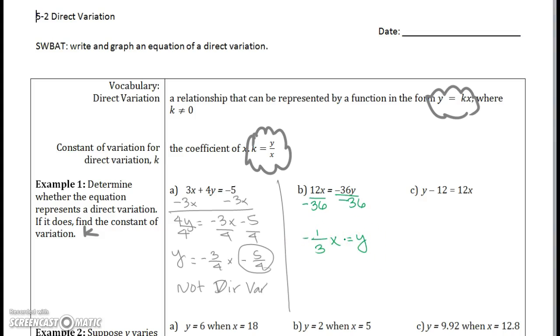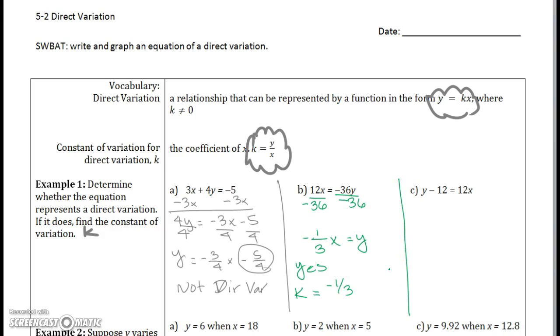Is this direct variation? y equals kx. y equals negative 1/3 times x. It's not plus anything. It's not minus anything. So yes, it is direct variation. And what would your constant of variation be? That's the k. k is whatever number or coefficient is in front of the variable. So k is negative 1/3. Your constant of variation is negative 1/3.